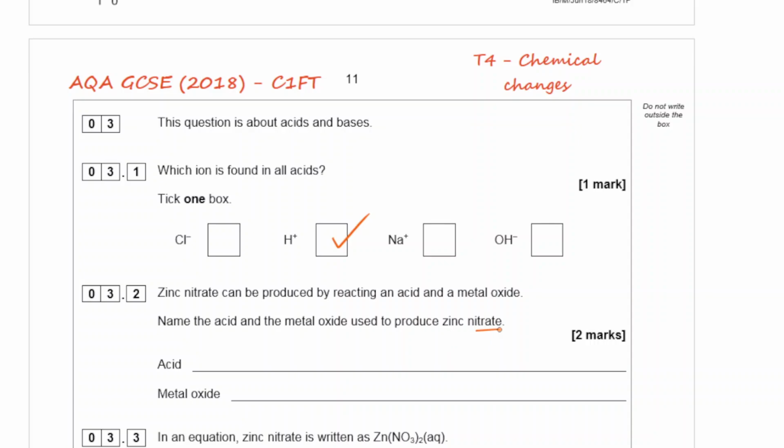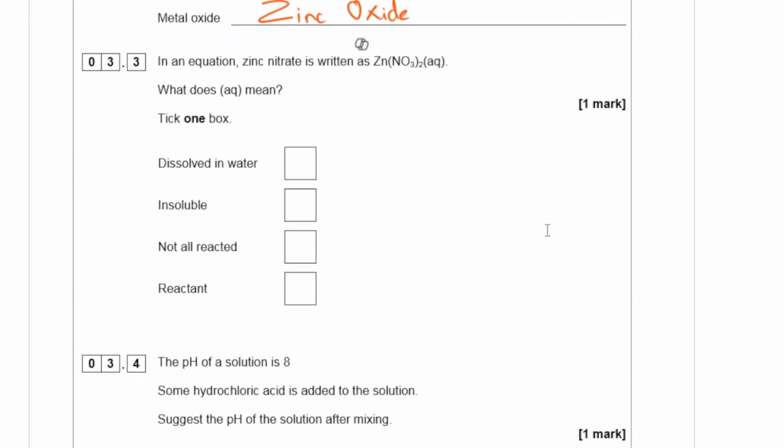Now nitrates are formed by using nitric acid. So where would you actually get the zinc from? Well, it has to be the metal oxide. That should be zinc oxide. In an equation, zinc nitrate is written as Zn(NO3)2 (aq) for aqueous. What does aq mean? It means it's dissolved in water.